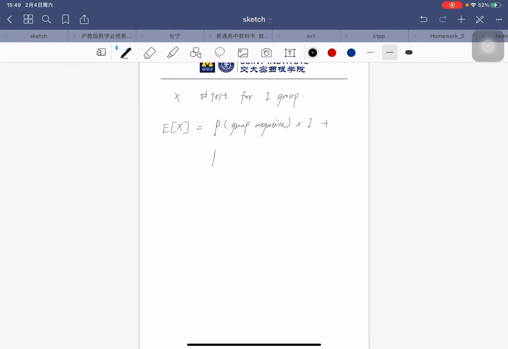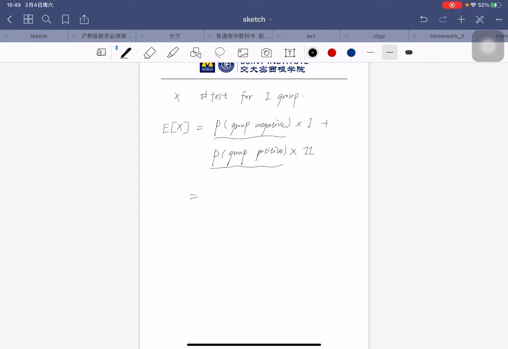And the other case is the group result is positive. So in this case, we will take 11 tests. And then we will figure out what these two probabilities are.